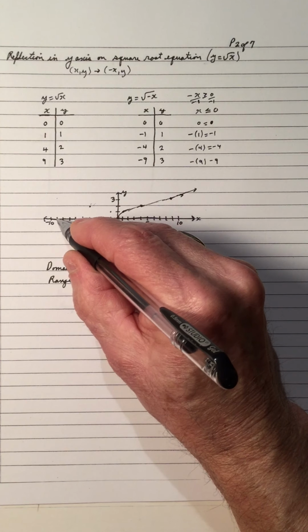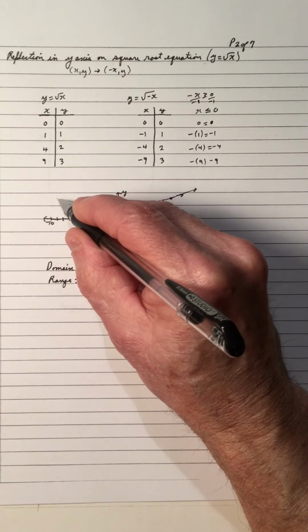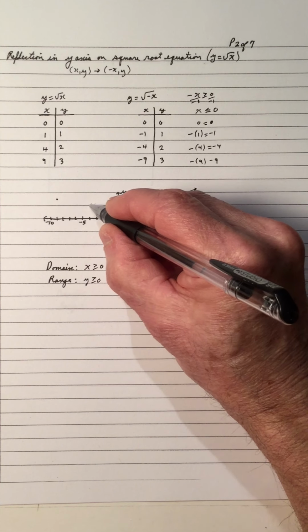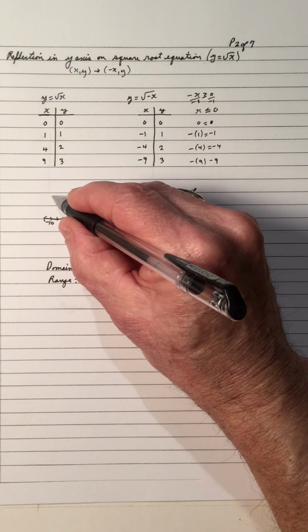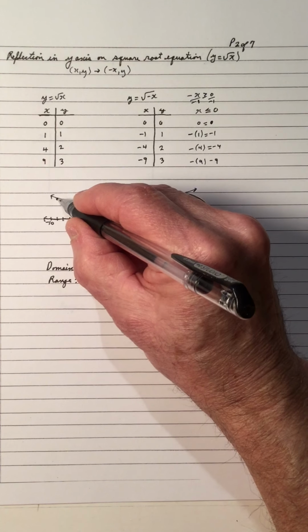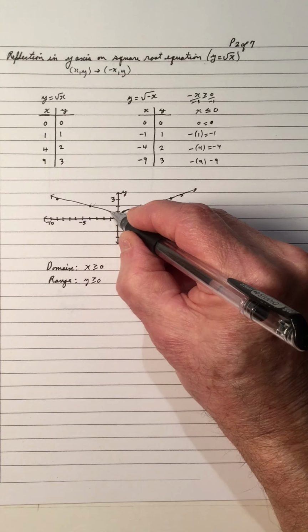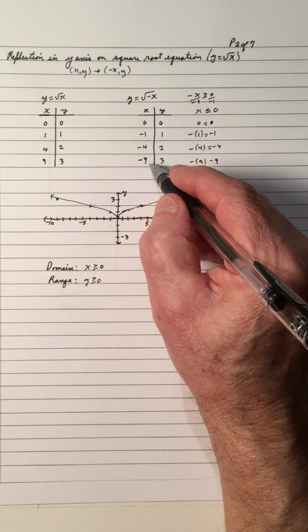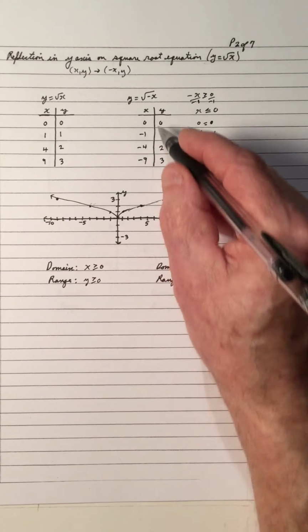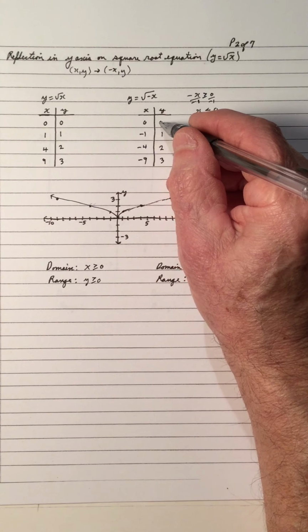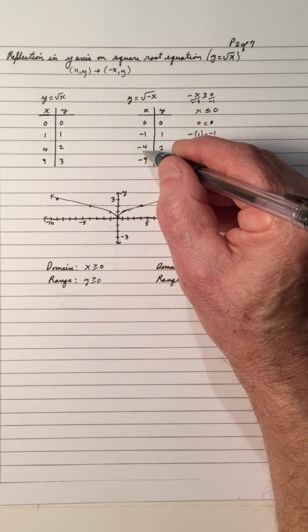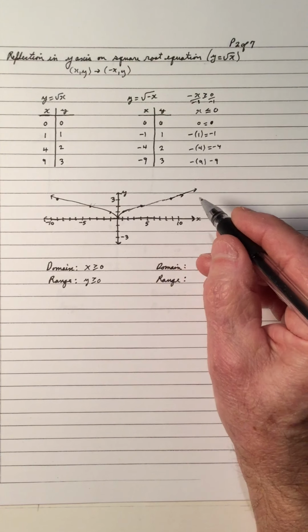X is negative 9, y is 3. So we have the reflection, and the y-axis is moving this way. And there are the points. Notice the x's have changed, but the y's haven't. The x's have changed to the opposite, but the y's kept the same values. So notice the y's are the same, but the x's are the opposite of each other.